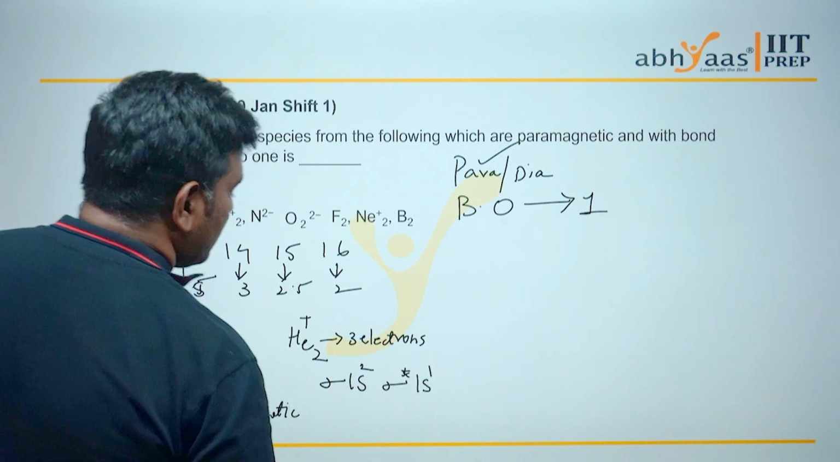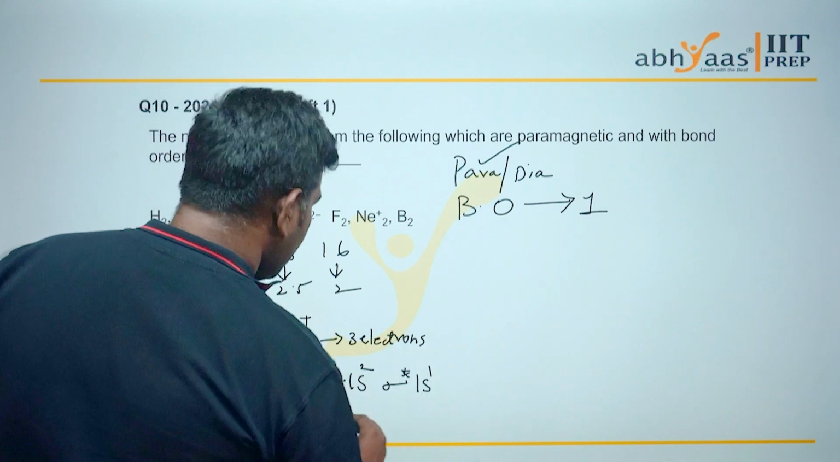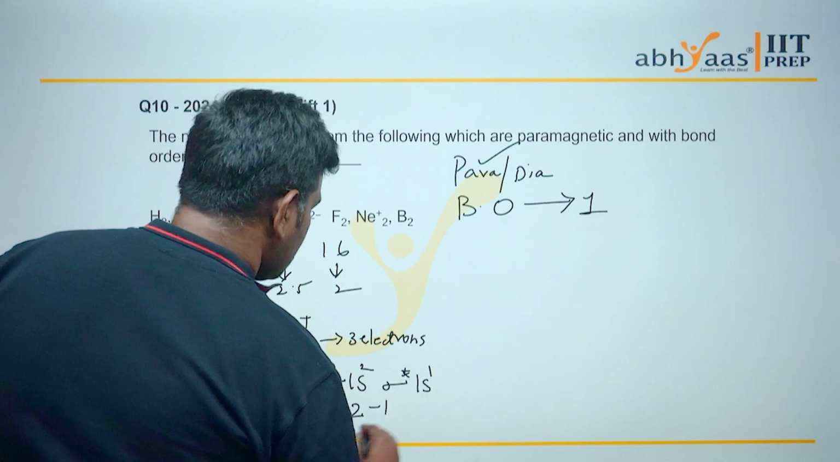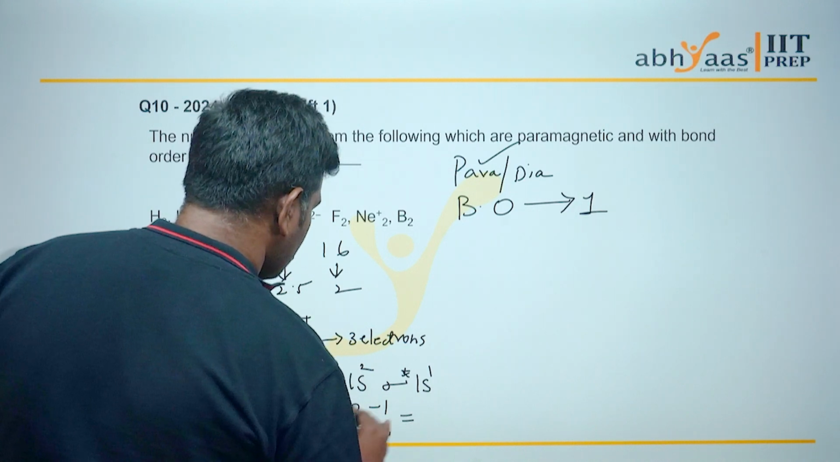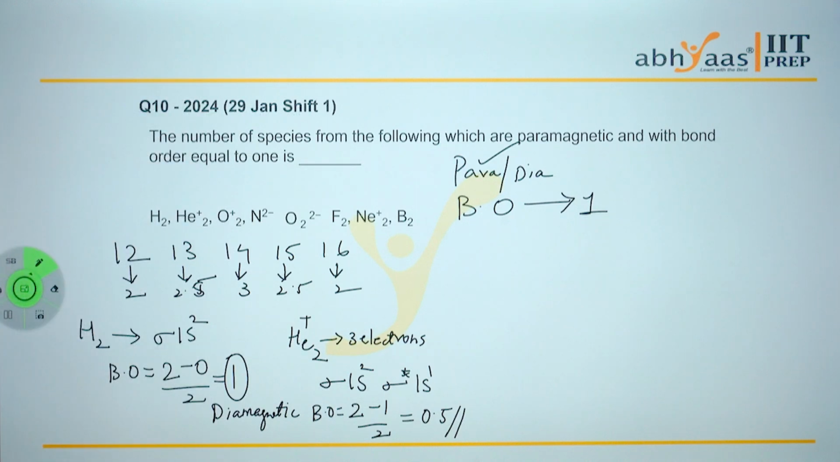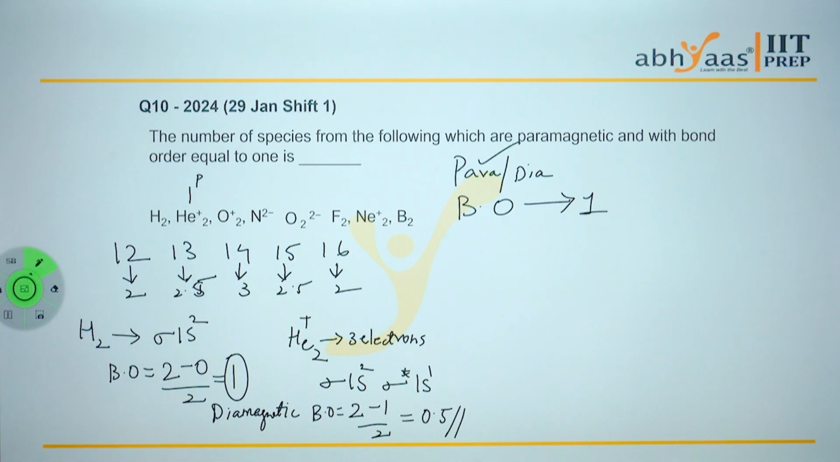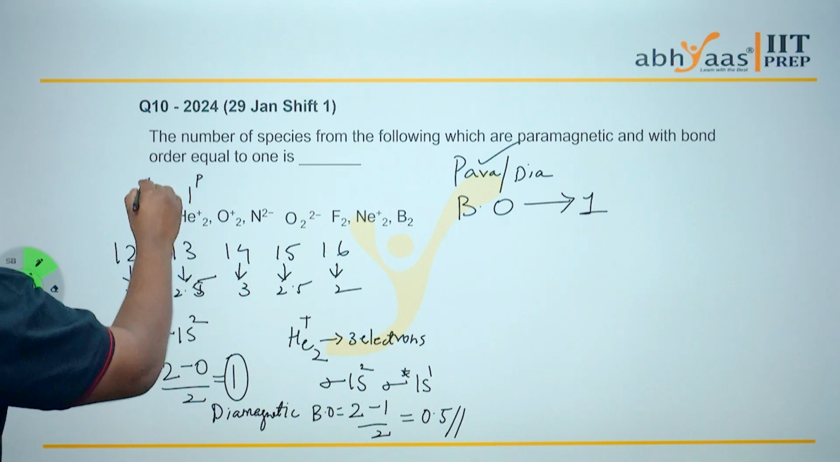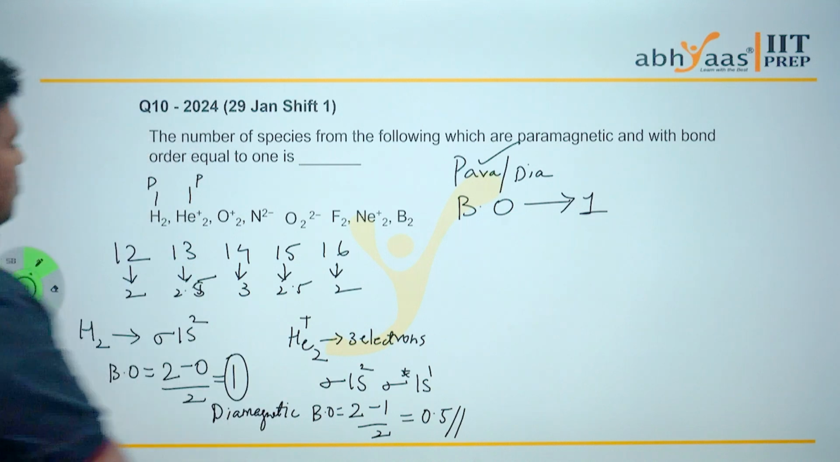So here what will be this particular bond order? Bond order will be 2 minus 1 by 2, which is 0.5. So this is paramagnetic, but the bond order is 0.5. We need the bond order as 1, so here it is diamagnetic. Now we have O2 plus.